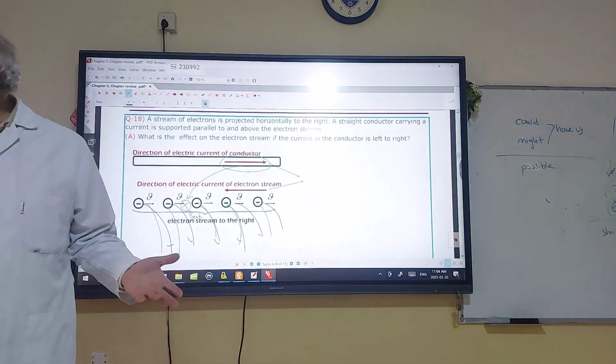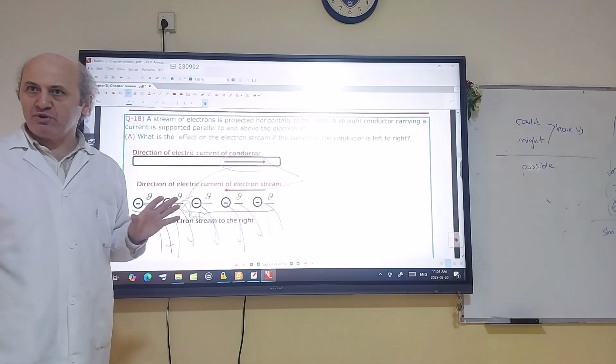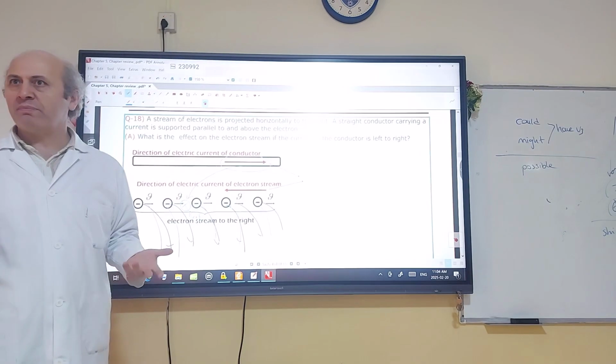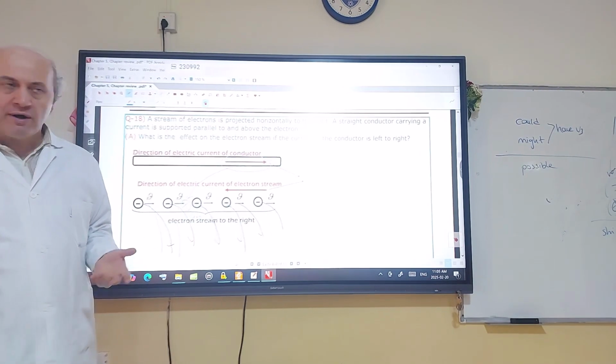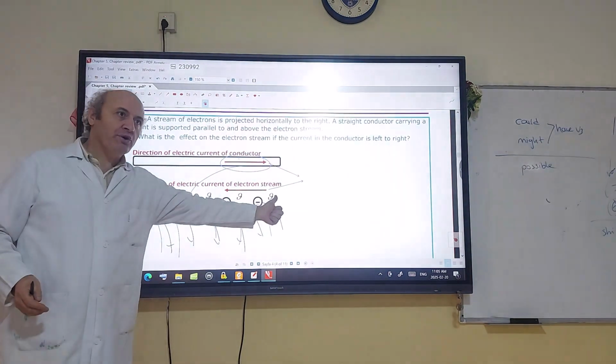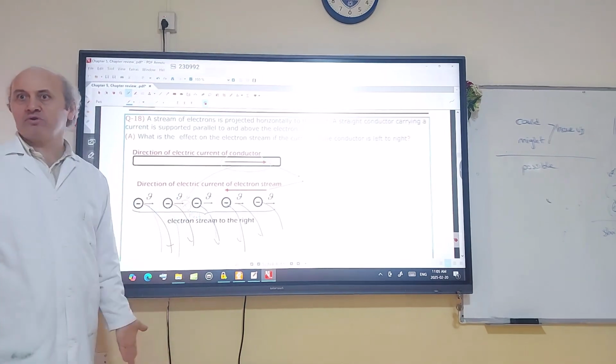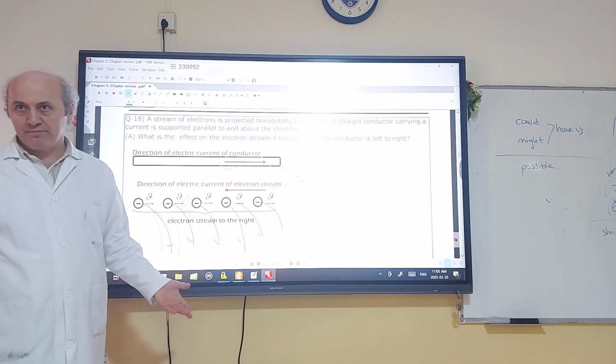Yeah, both approaches are possible. But my idea is the current approach is much more practical. You don't need to apply the right-hand rule. You are only going to know that one current is to the right, the current of the electron is to the left. Opposite currents repel each other, so then electrons must move away from the conductor.